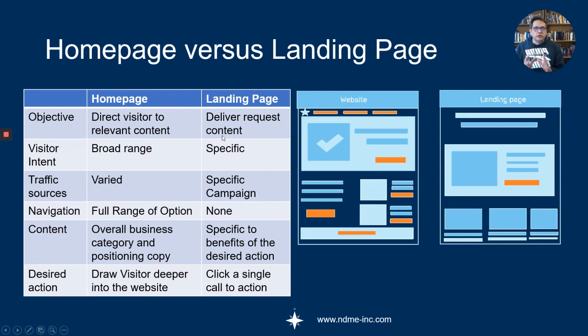A landing page is different. It delivers the requested content. So you would be putting an ad in front of a person, say some free guide or whatever. Then the landing page is: fill in your details, push the button to receive what you asked for. The visitor intent is fairly broad on a home page, where you almost want to introduce the person to the ethos of your company, everything you can do, how fantastic you are. Whereas on a landing page, it's very specific, that one thing that you're offering.